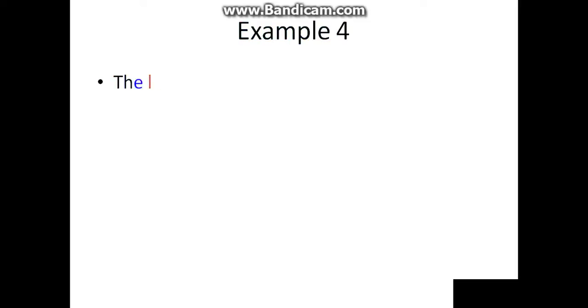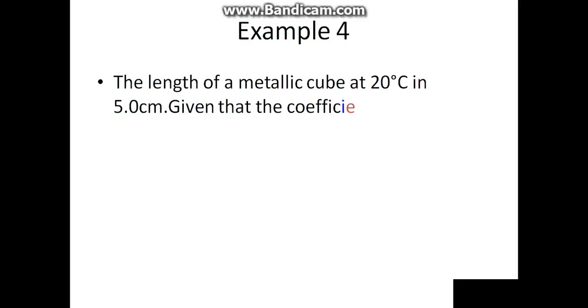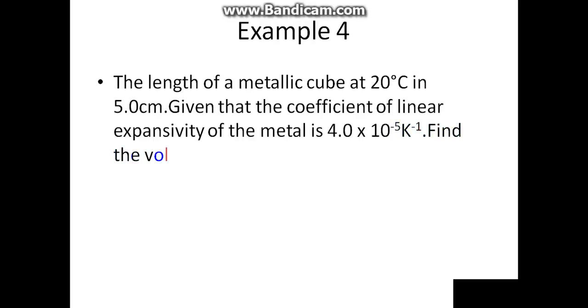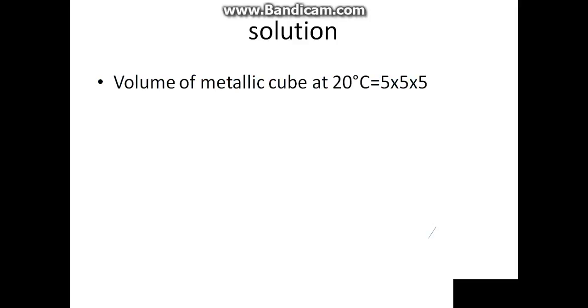Example 4. The length of a metallic cube at 20 degrees centigrade is 5.0 cm. Given that the coefficient of linear expansivity of the metal is 4.0 times 10 raised to the power minus 5 per Kelvin, find the volume of the cube at 120 degrees centigrade. Solution. Volume of metallic cube at 20 degrees centigrade is equal to 5 times 5 times 5, which is equal to 125 cm cube.